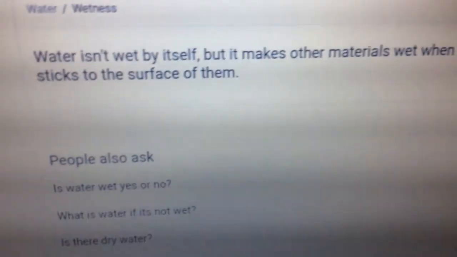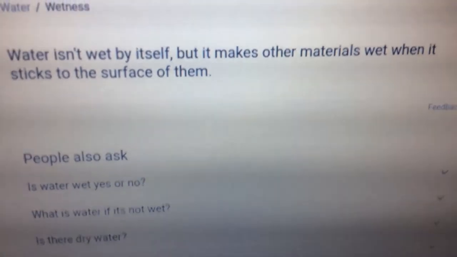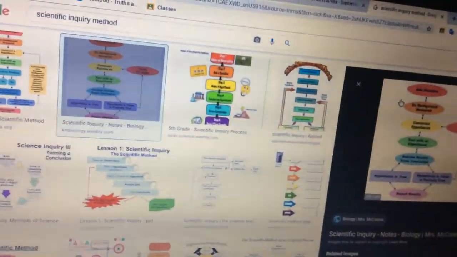Okay, so water isn't wet by itself, but it makes other materials wet when it sticks. Okay. So it makes my hand wet, but it isn't wet itself. Is that why it can't wet itself? So my new hypothesis is water isn't wet. I mean, now I know the answer, so this probably wasn't a good one, but hey, that's an example.